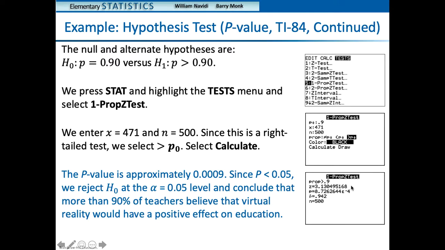It gives you the test statistic, the p-value, sample proportion, sample size. Of course, the p-value right there is the most important number there because that's the number that you need to compare with alpha in order to conclude the test. We can clearly see that it is smaller than 0.05. So we would reject the null hypothesis at the 0.05 level and conclude that the alternate hypothesis is true. So that's a pretty straightforward way to do it using your TI-84. And again, I encourage you to practice doing these at home, and if you have any trouble, feel free to reach out to me.